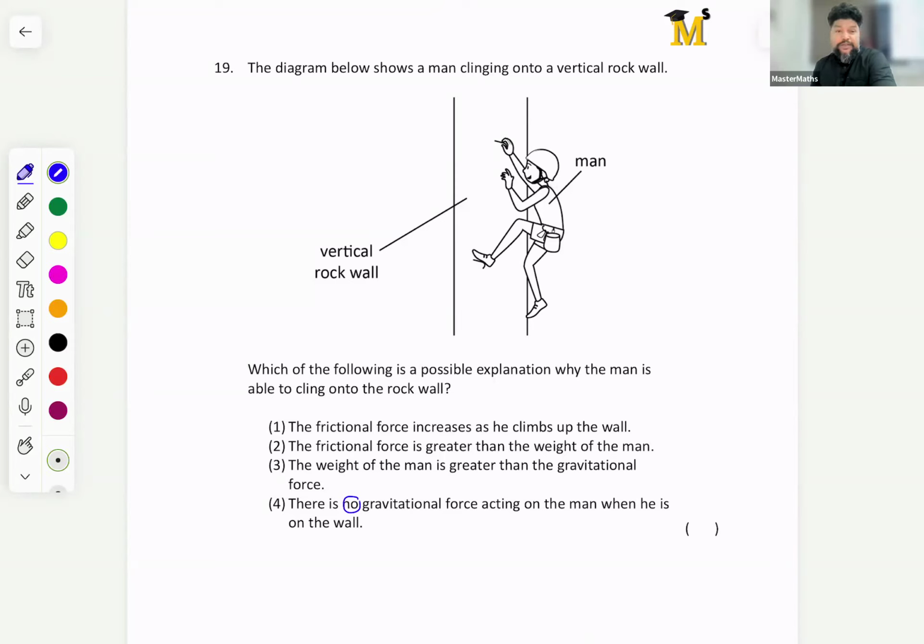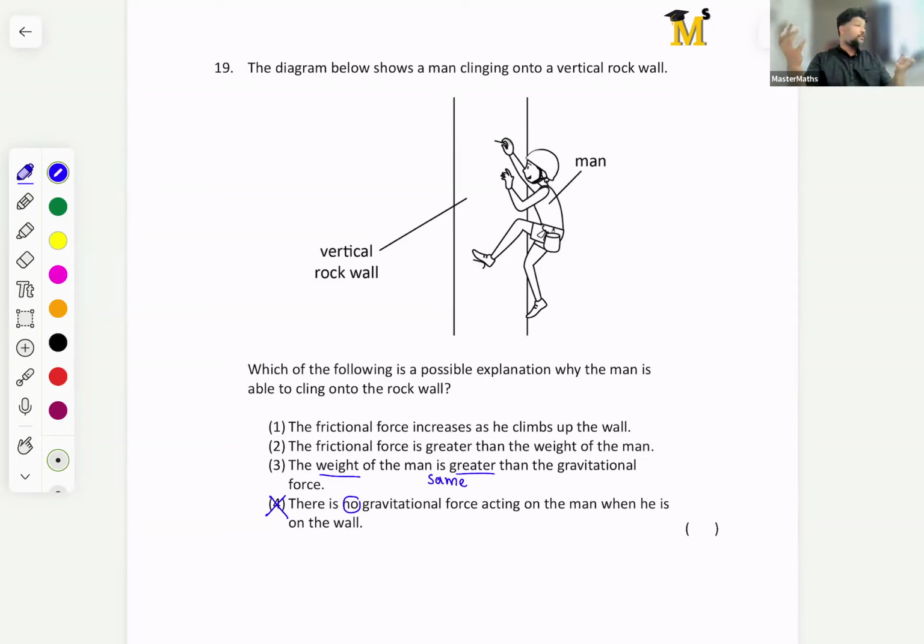Think about it, Arisa. He's on Earth. Every time he's on Earth, there is gravity. Unless he's in space climbing, then you need an oxygen mask, because there's no air, there's nothing. So can there be no gravity, Arisa? Cannot be. Definitely there will be gravity. The weight of the man is greater than the gravitational force. Can that make sense? Definitely not. Because why? What is weight? Weight is the force of gravity acting on a person, or on an object. So weight and gravity is the same thing.